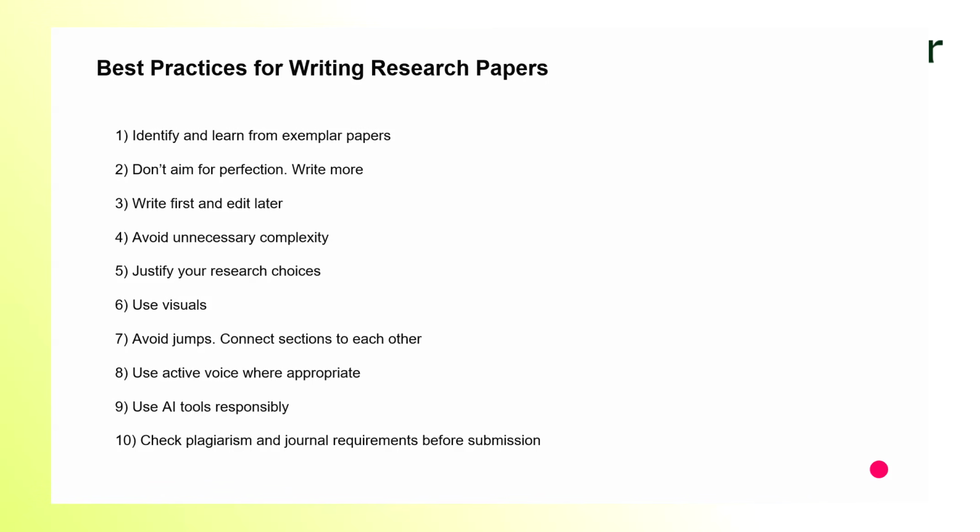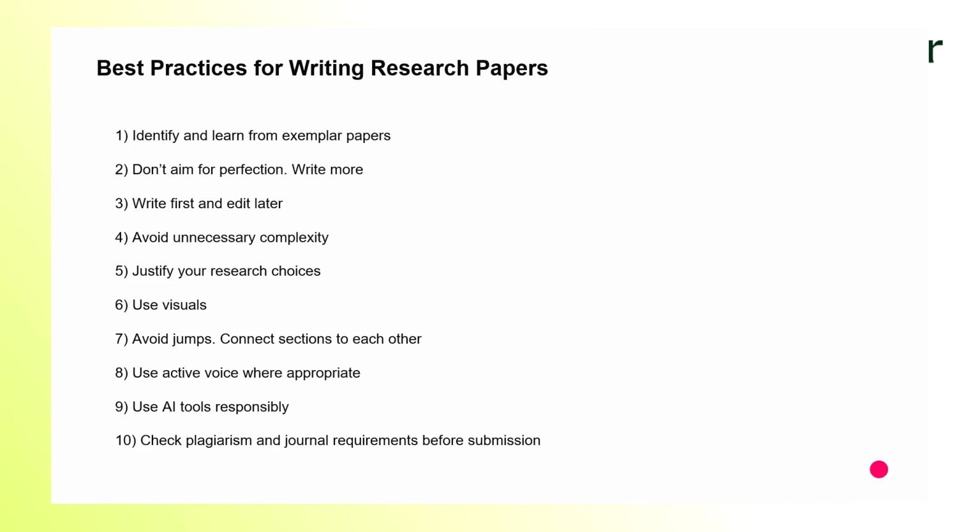The fifth point is to justify your choices. When I'm reviewing a paper, I do look for whether the choices being made have been justified or not. For example, if you have selected a data set, tell us why you have selected this data set. Use visuals. Text heavy papers are not very easy to read. If something can be represented in the form of a figure, in the form of a table, do use visuals.